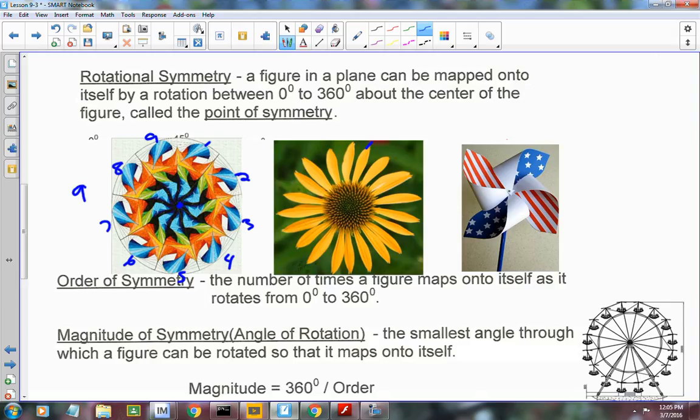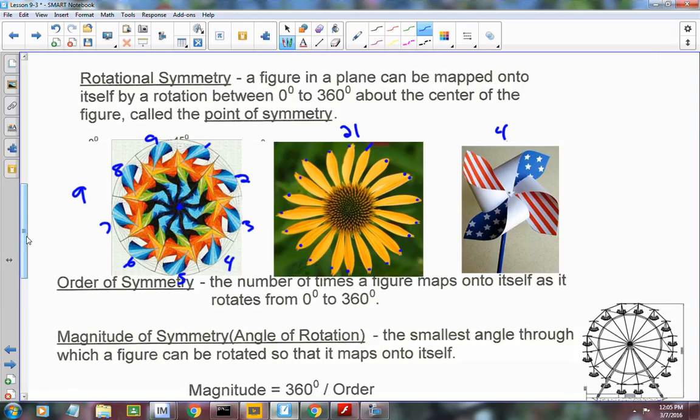This one, you can start here and count 1, 2, 3, 4, 5, 6, 7, 8, 9, 10, 11, 12, 13, 14, 15, 16, 17, up to 21. This one has an order of 21. So it could rotate 21 times until it got back to where it began. What would the pinwheel be? It would be 4. You could get a little sticky about it, and if you wanted the stars and stripes to match up, it would have an order of 2, but we're just working with the pinwheel, so we'll say that it has an order of 4.